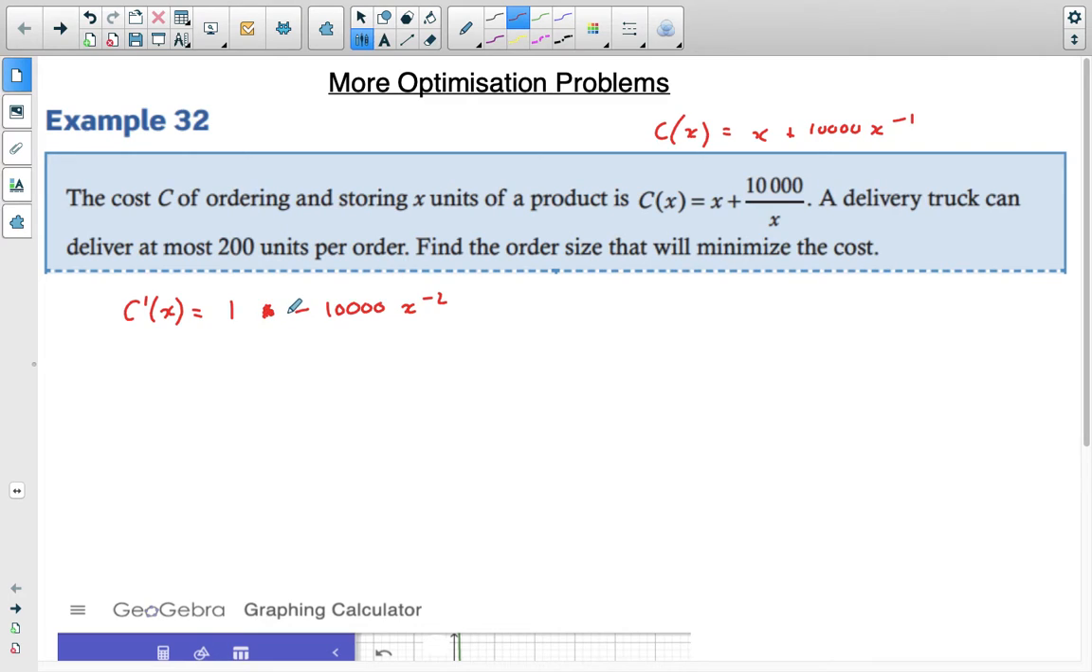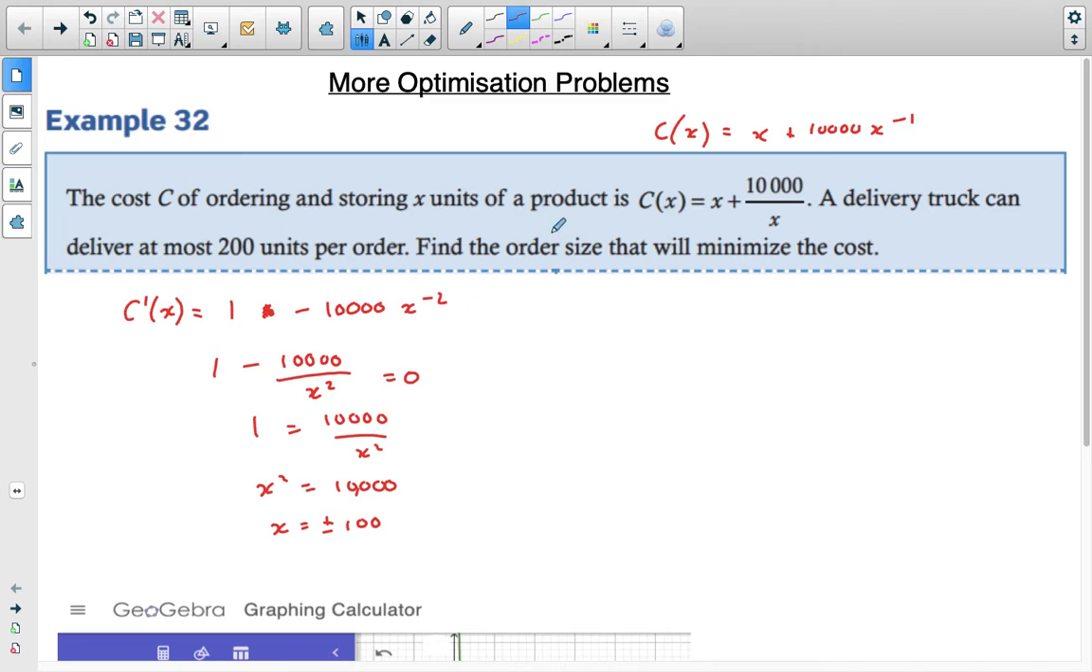Okay, so we've got 1 minus 10,000 x to the negative 2, and we've got to let that equal 0. I'm going to write that without the negative indices. So it's 1 minus 10,000 over x squared equals 0. So 1 equals 10,000 over x squared, multiplied by x squared, x squared equals 10,000, and actually it's a nice simple x is plus or minus 100.